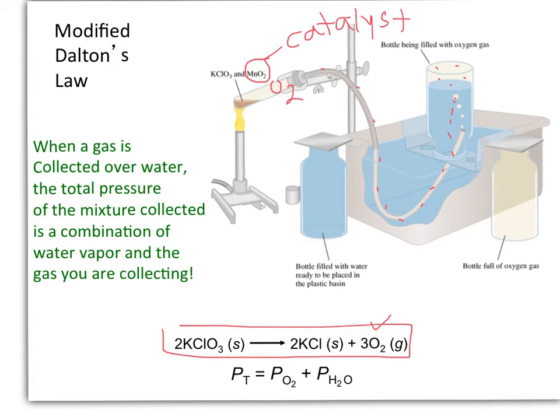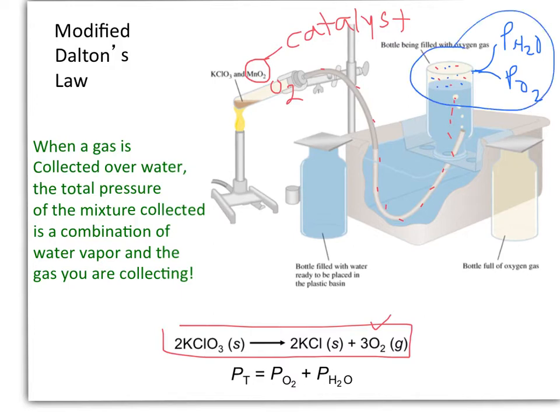Unfortunately, we will also have some water vapor also fill up that container. As that gas is moving through the water, we will get small amounts of water vapor. So when we actually measure this pressure right here, it is actually a mixture of water vapor pressure and the gas that we want, which is oxygen. So in a situation like this, we would actually have to separate out the partial pressure of water from the total pressure of the mixture in order to get the pressure of the pure gas, or what we call the dry gas.